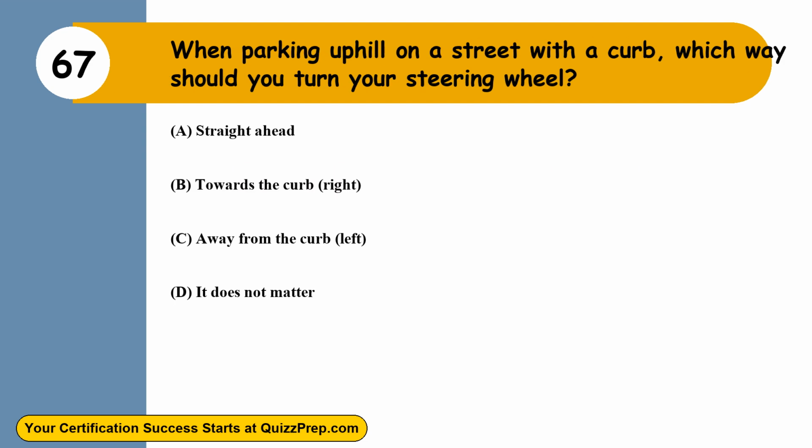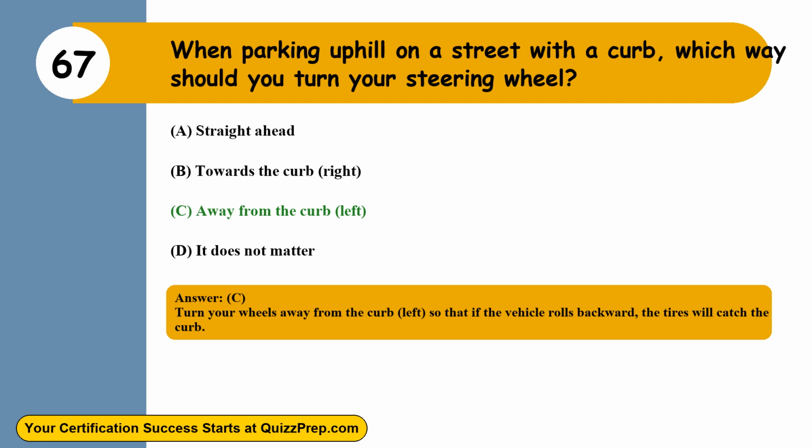Question 67. When parking uphill on a street with a curb, which way should you turn your steering wheel? Option A, straight ahead. Option B, towards the curb, right. Option C, away from the curb, left. Option D, it does not matter. The correct answer is option C. Away from the curb, left. Turn your wheels away from the curb, left, so that if the vehicle rolls backward, the tires will catch the curb.